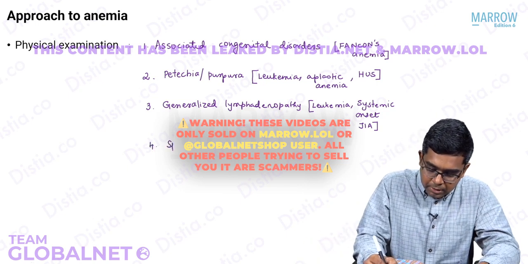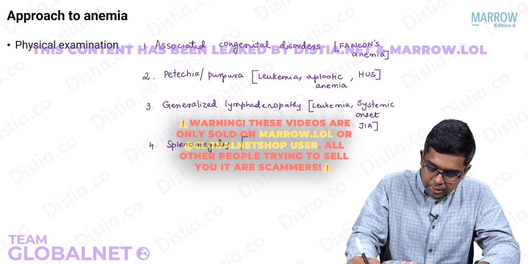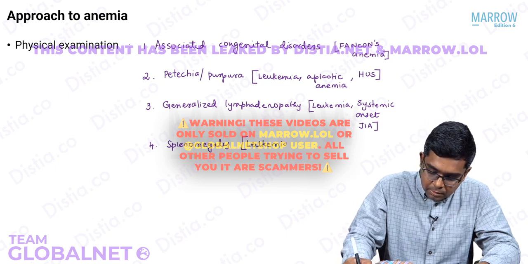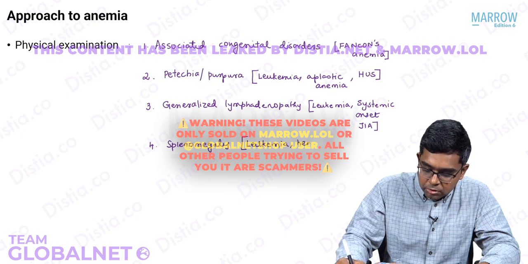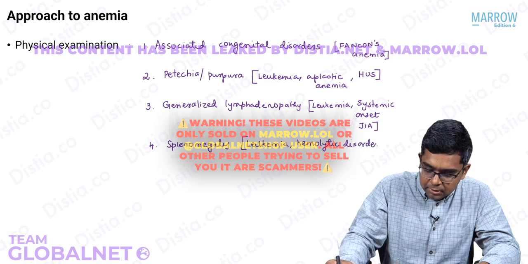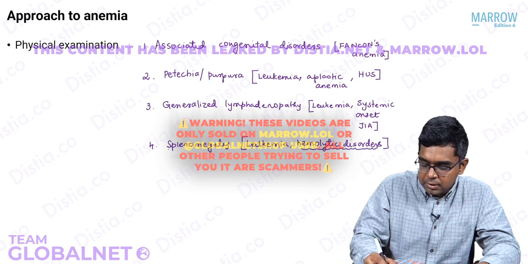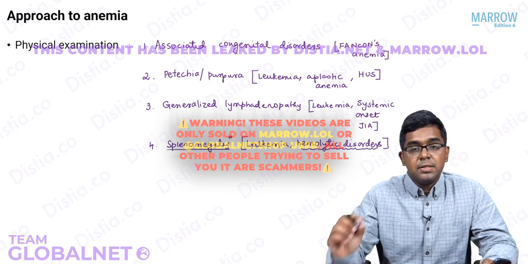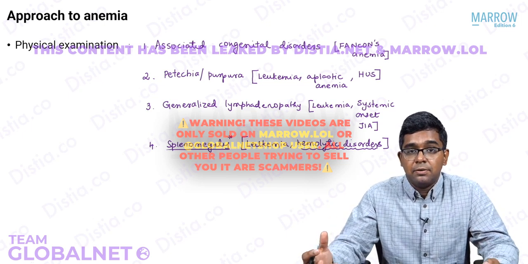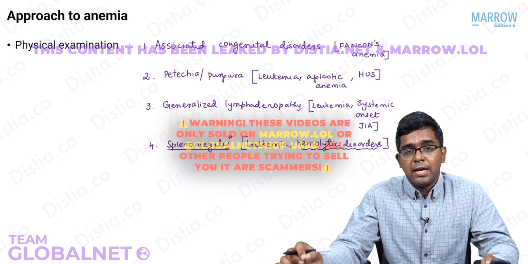Fourth is splenomegaly. Splenomegaly is again noted in association with conditions like leukemia and in conditions of hemolytic disorders. Very, very important. We are going to look further at hemolytic anemias, and in most of the hemolytic anemias, one important physical examination finding is always splenomegaly. So these are the focused physical examination findings which can tell you the associated problems in a child with anemia. So that is about the clinical history and physical examination.